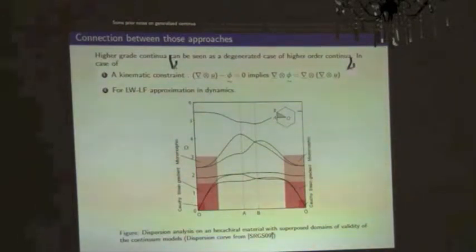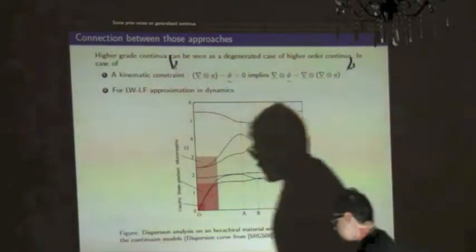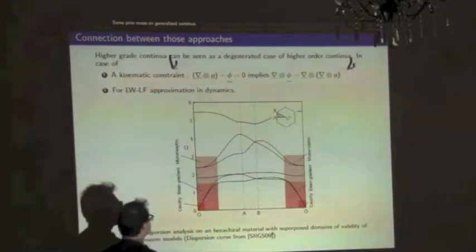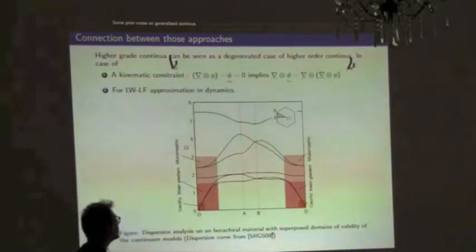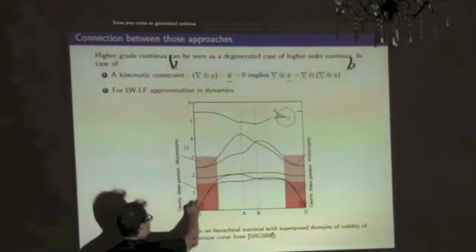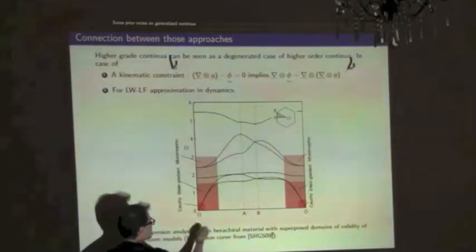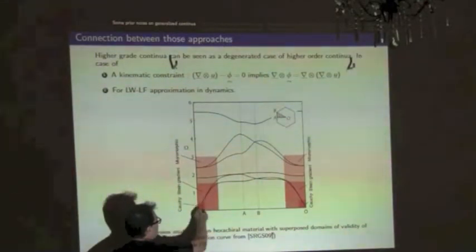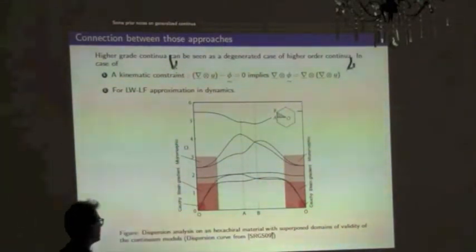The other connection is related to the dynamic behavior. Here what we observe is the dispersion curve. I don't remember, I think it's a material which has hexagonal symmetry, due to the Brillouin zone. And we observe the link between the wavelength and the frequency. When a wave can propagate, you will have a dot on your graph.